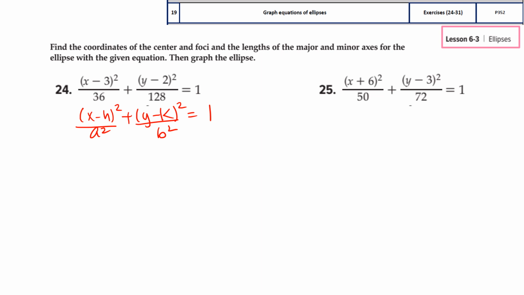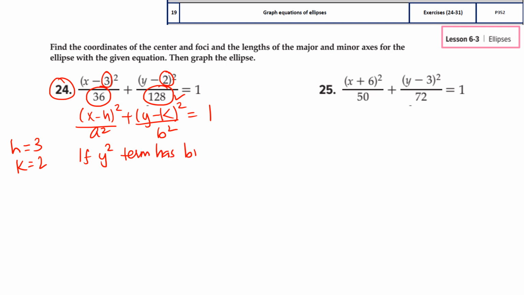So let's look at this question 24. Your h is 3, your k is 2, very easy to identify. Now look at the denominator. Which one has bigger denominator? This one. So if the y square term has bigger denominator, this is a very important point, then it's going to be a vertical ellipse.